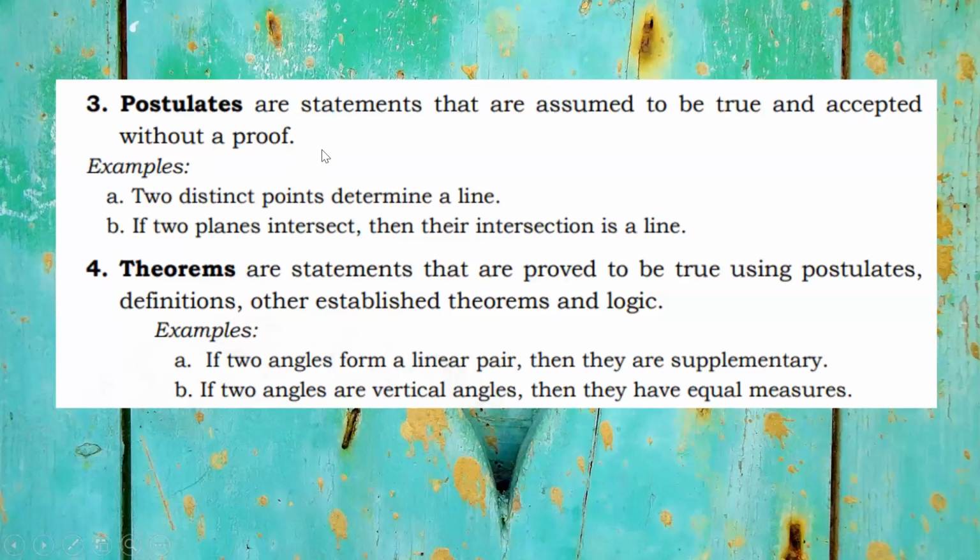Okay. Number three on the mathematical system, we have the postulates. So these are statements that are assumed to be true and accepted without proof. Okay, so example, two distinct points determine a line. Number two, if two planes intersect, then their intersection is a line. So we're going to discuss more on this on our next topics.